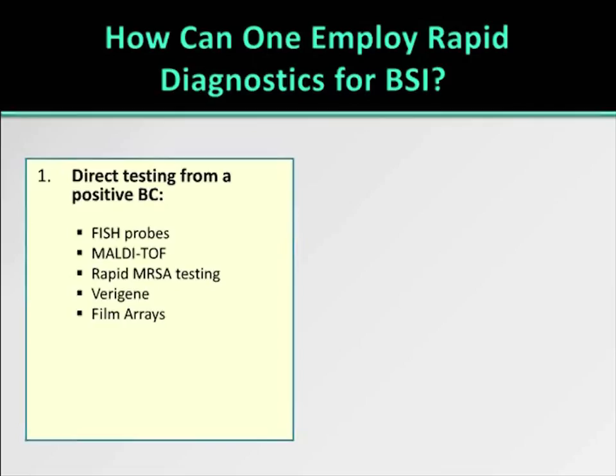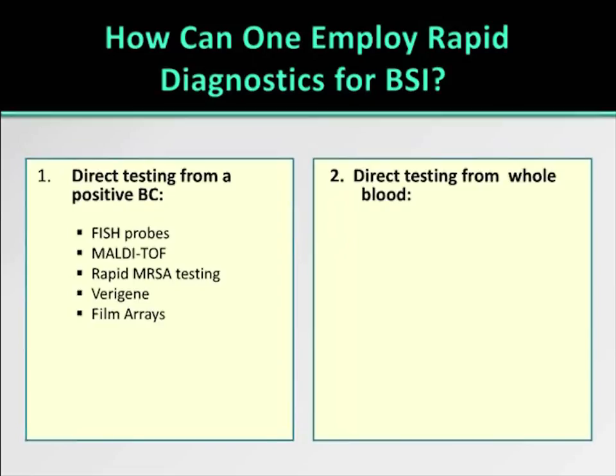Verigene and other film arrays that are out there now and available in your laboratories, in my laboratory, can be used to identify specific organisms and resistance markers in some of those organisms as well. So we do have a number of methods that can be used today in our laboratory for rapid diagnostics for the identification of bloodstream isolates.